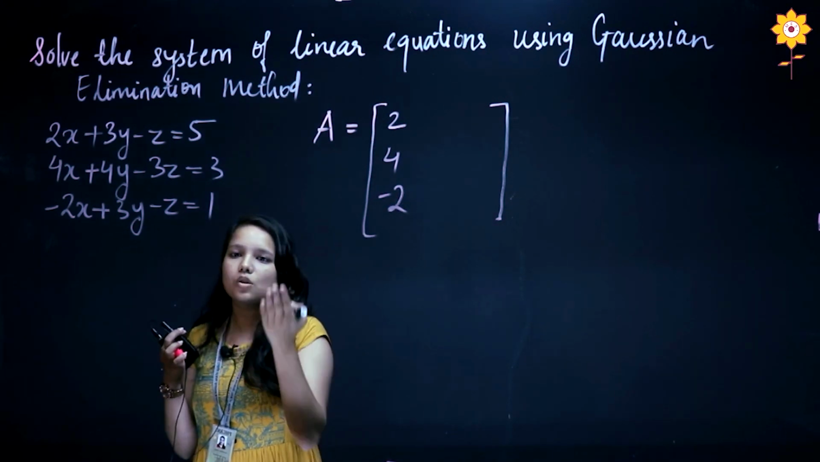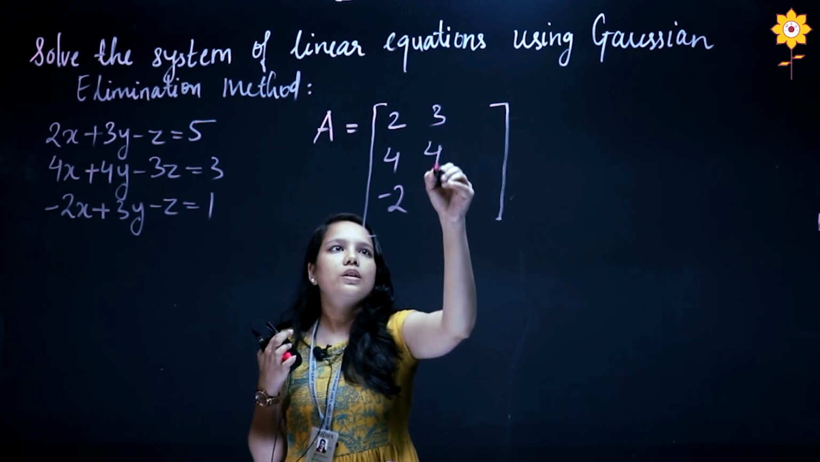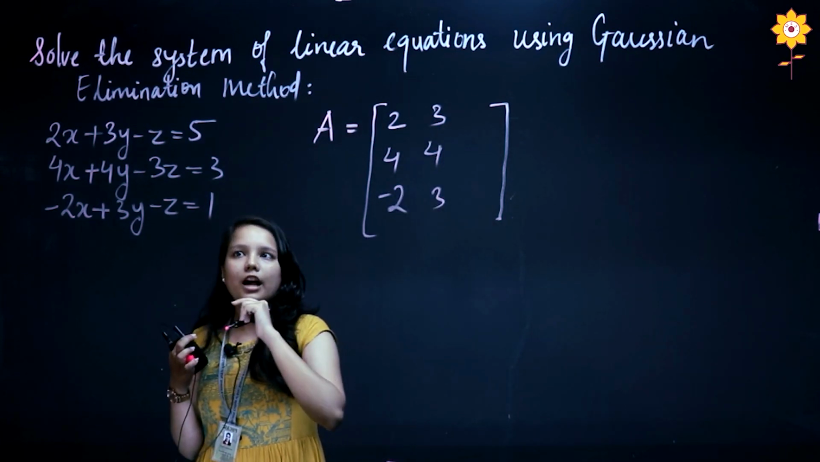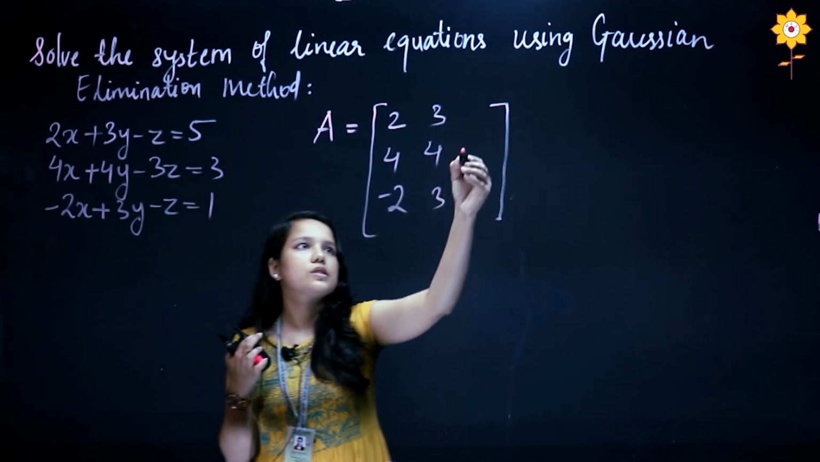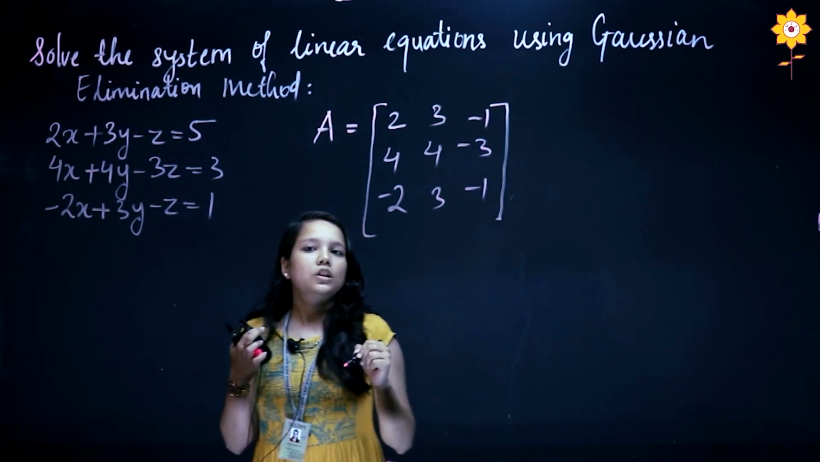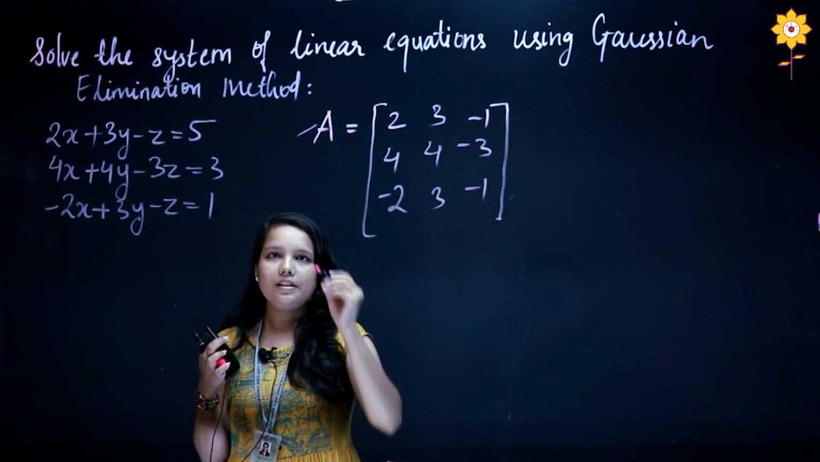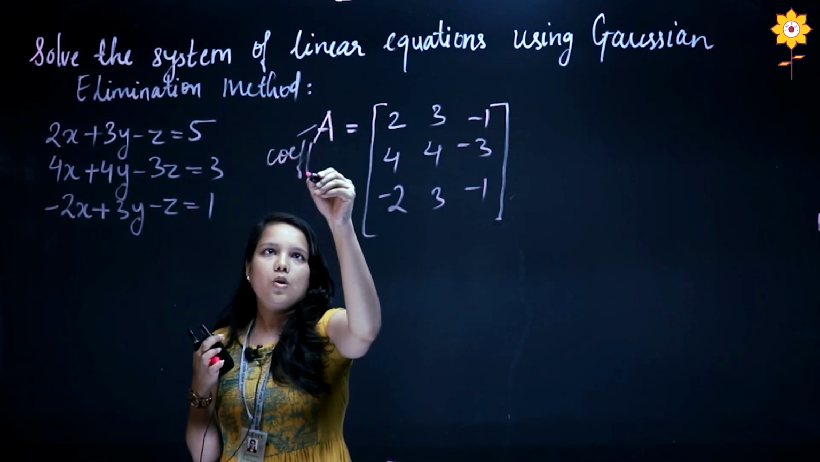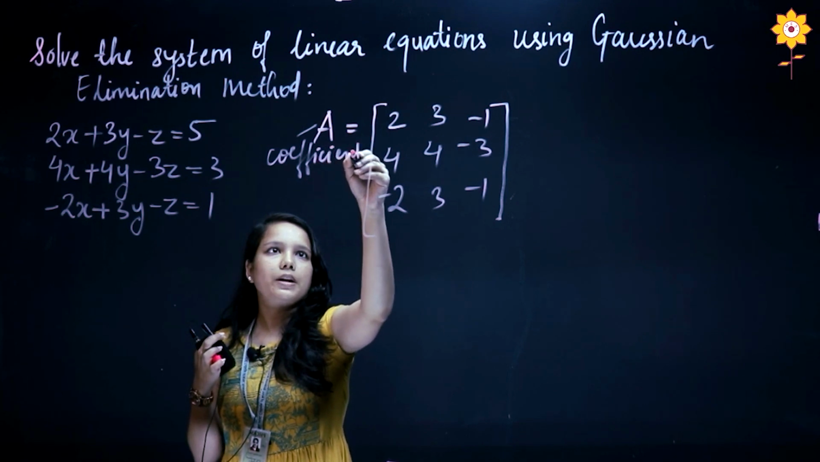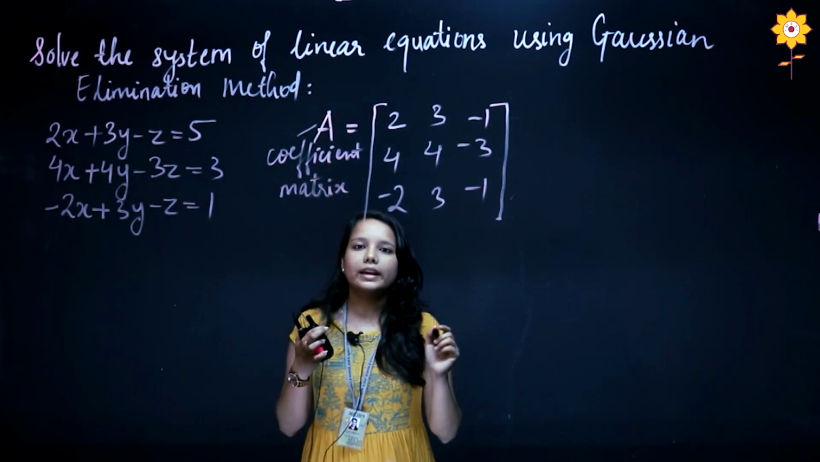Then the coefficients of variable y, we write as 3, 4 and 3. Then the coefficients of z are -1, -3 and -1. This A is called the coefficient matrix. So A is the coefficient matrix.